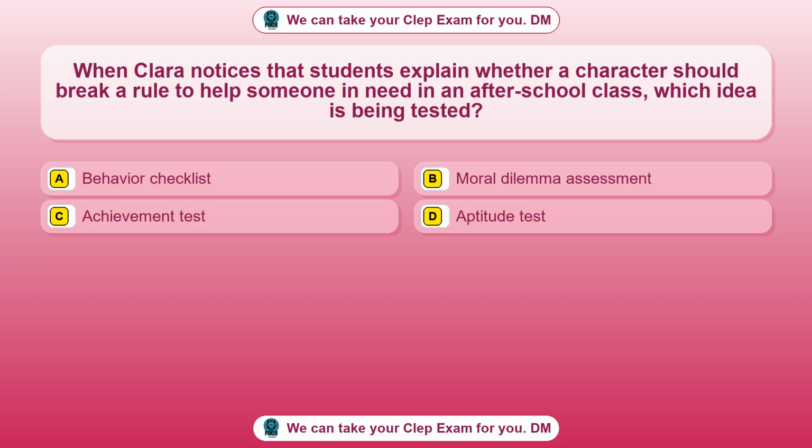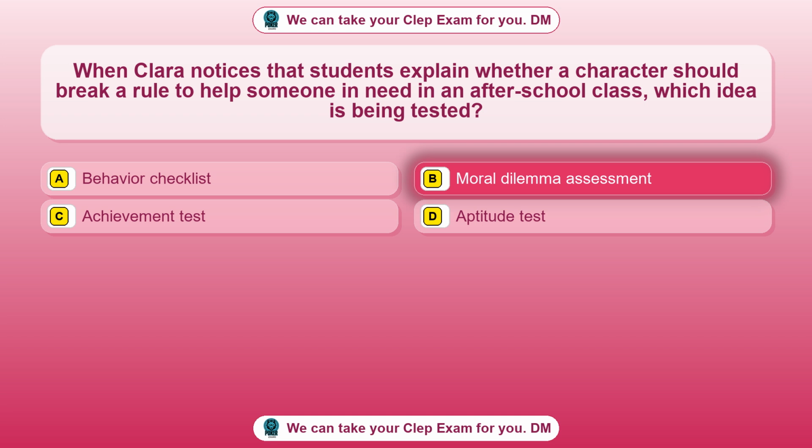Question 87. When Clara notices that students explain whether a character should break a rule to help someone in need in an after-school class, which idea is being tested? Option A, behavior checklist. Option B, moral dilemma assessment. Option C, achievement test. Option D, aptitude test. The correct answer is option B, moral dilemma assessment.